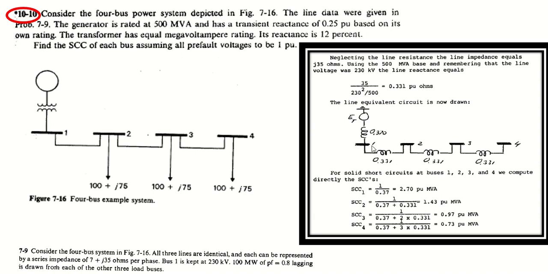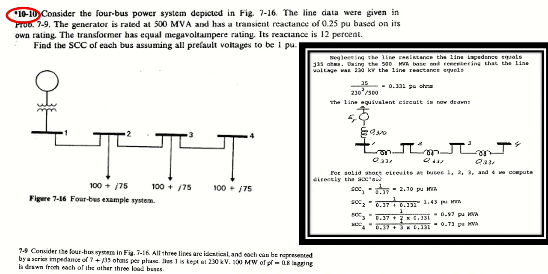Then we have bus 1, line per unit impedance is 0.331. Bus 2, line per unit impedance is 0.331. Bus 3, line again is similar, 0.331. And then we have bus 4.